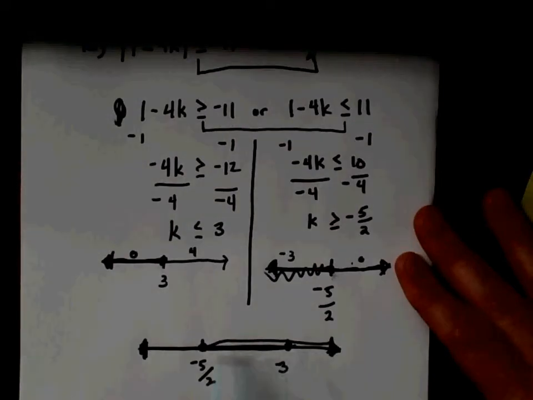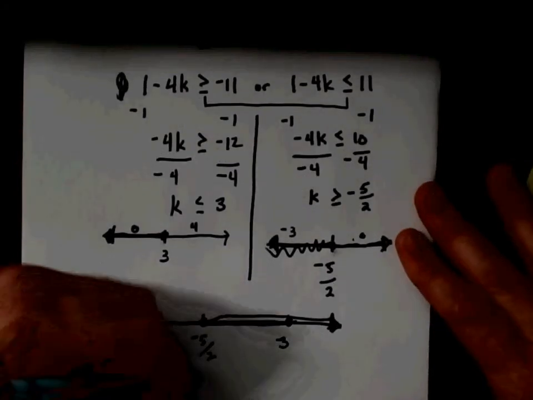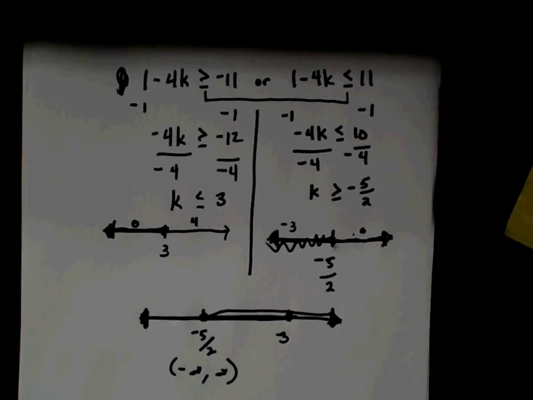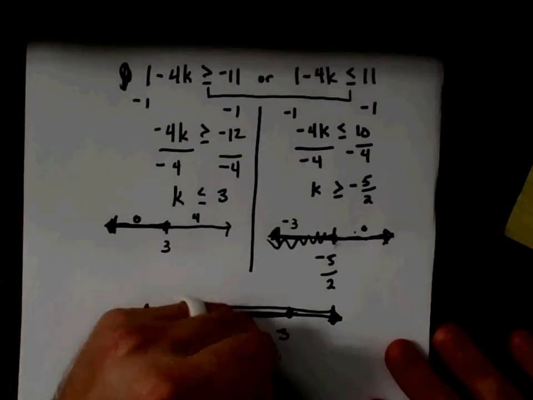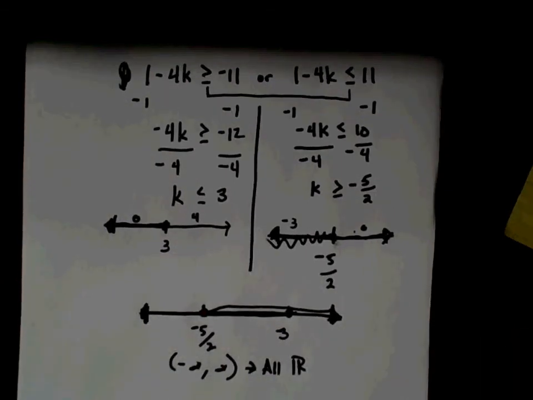And since it's an OR, it includes everything that they share and everything that they don't. And this is the whole line. So it's going to go from negative infinity to positive infinity. And the way that may be termed, there you go, all real numbers is one way they could term that.